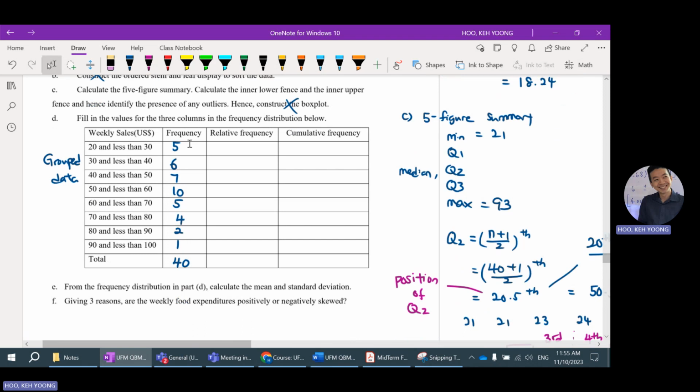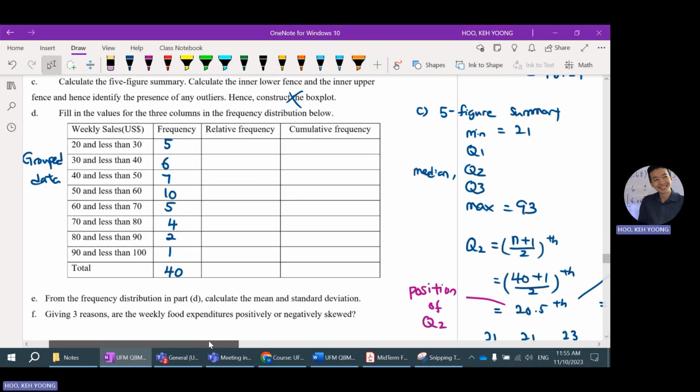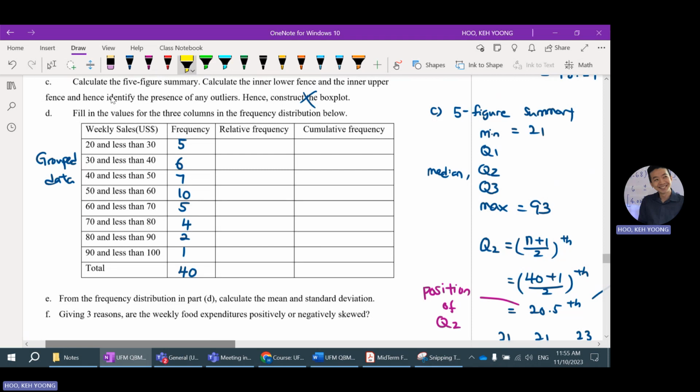After you find the frequency, fill up the relative frequency and the cumulative frequency. How to find the relative frequency of each class? Just now I asked in the MCQ already: take the frequency of the class, divide by the total frequency. Press your calculator and leave your answers in decimals. Fill up until the last one. The total relative frequency should be about 1.